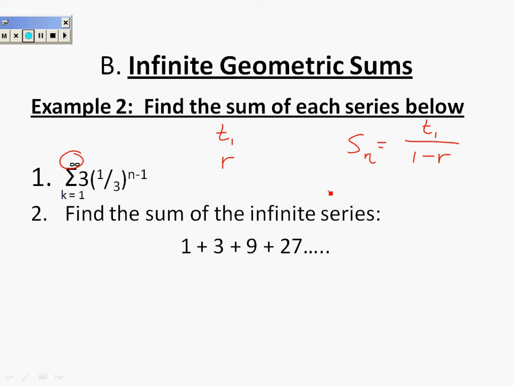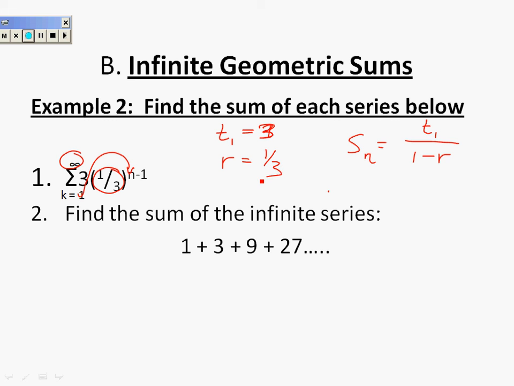Okay? So let's find out what T1 is. Well, T1 we can get by plugging in 1. 1 minus 1 is 0, and anything to the 0 power is 1, so 3 times 1 would be 3. So my first term is 3. Now R, what's my R? You can see it because it's being raised to the n minus 1 power. It's 1/3. I'm using that little shortcut we talked about earlier. You can just tell by looking at it because it's in that right format.